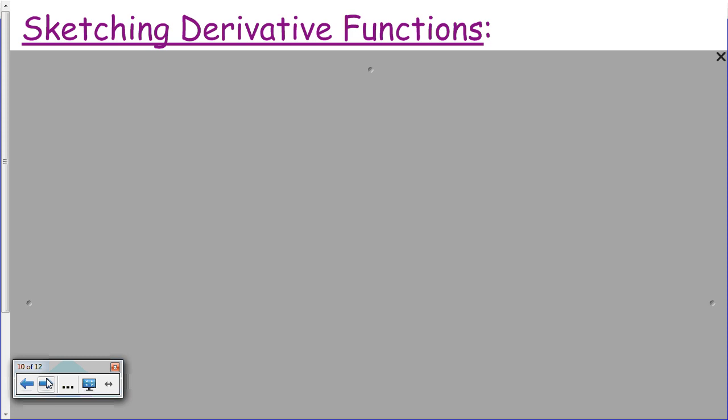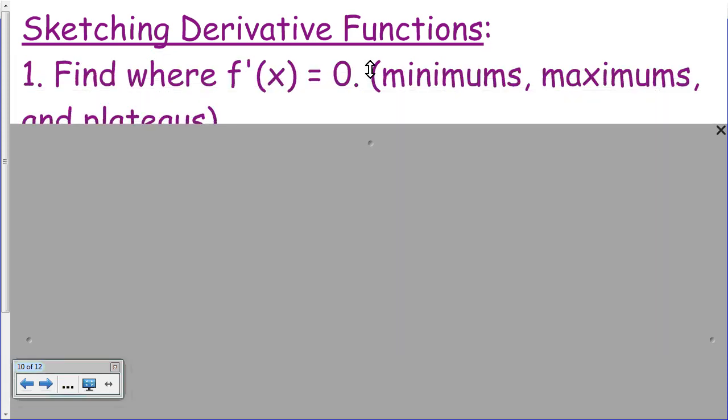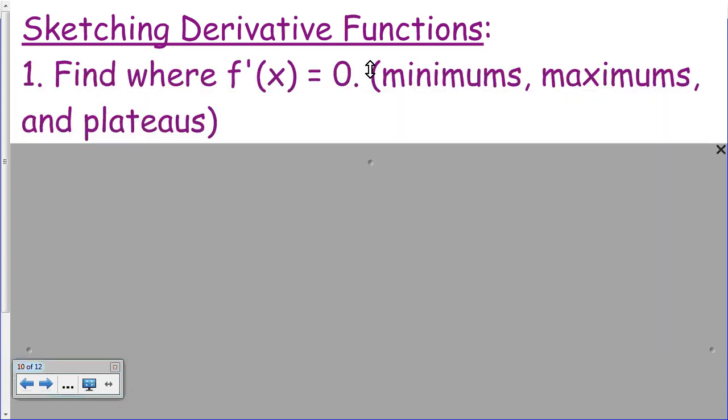The question now is, if I give you a sketch of a function, can you sketch for me what the derivative function would look like? And I want to go through the steps of how we do that and then go through a couple of examples here with you. So the first thing that we do is this.